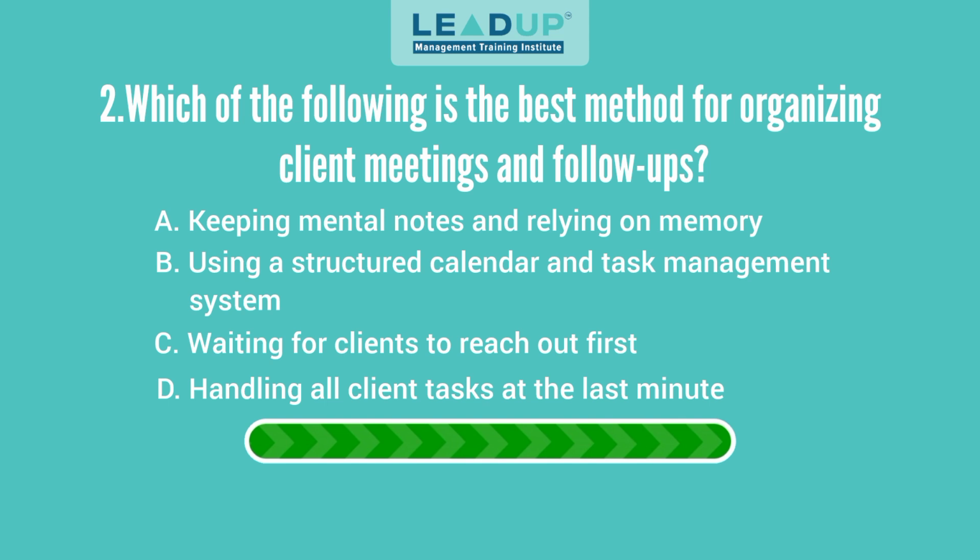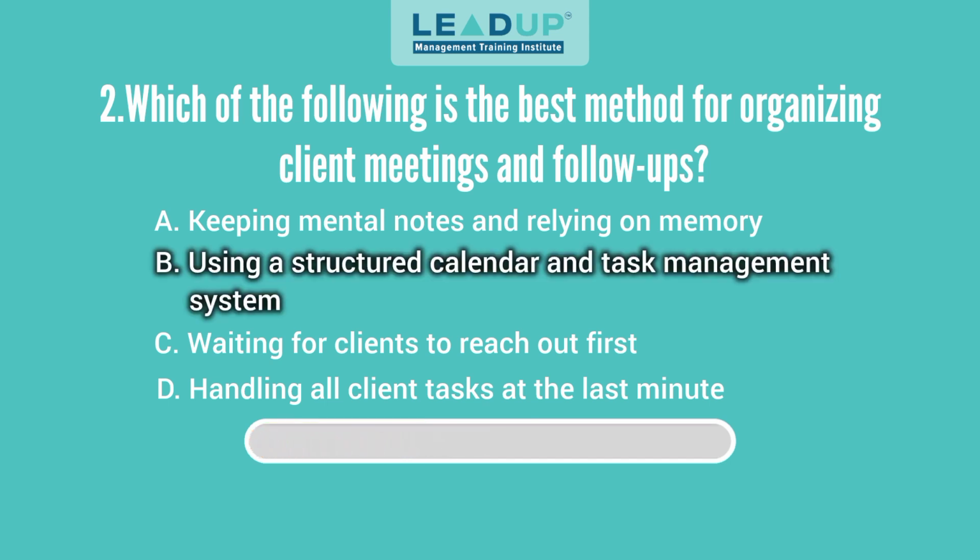Question 2. Which of the following is the best method for organizing client meetings and follow-ups? A. Keeping mental notes and relying on memory. B. Using a structured calendar and task management system. C. Waiting for clients to reach out first. And D. Handling all client tasks at the last minute. Answer: using a structured calendar and task management system.